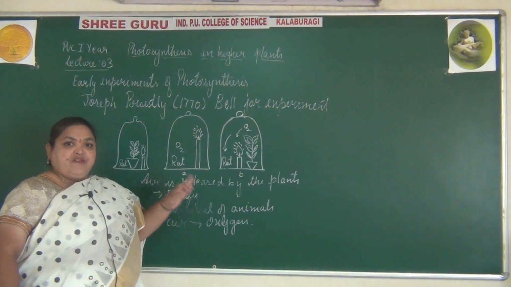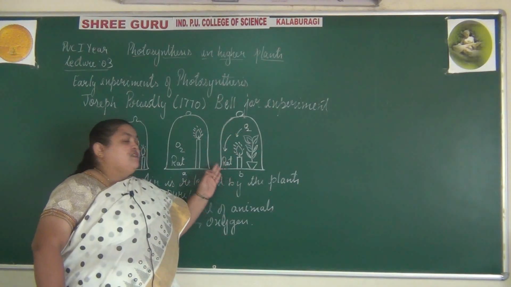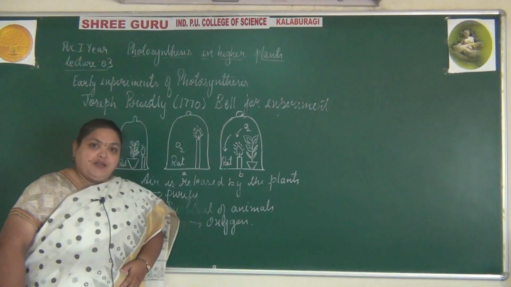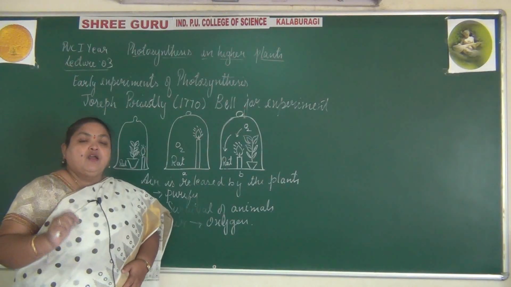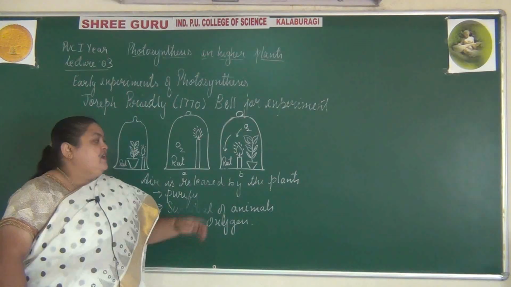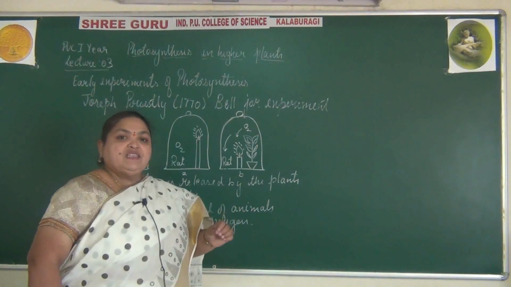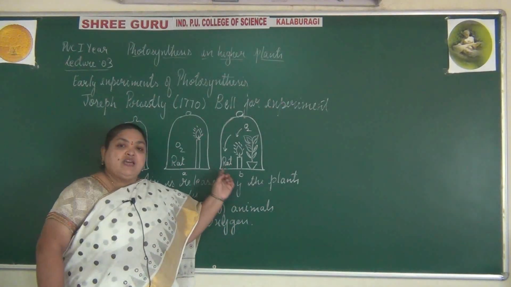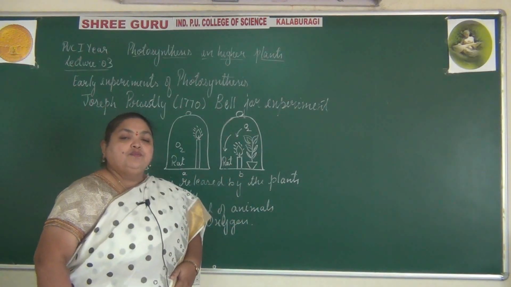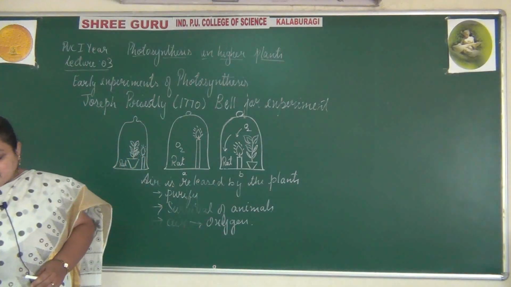That air that is being released is oxygen, which made the rat survive, and even the candle was burning. So this concept indicates that during the process of photosynthesis, the air that is being released by the plants helps in the survival of animals, and that air is nothing but oxygen. This simple experiment is known as the bell jar experiment.